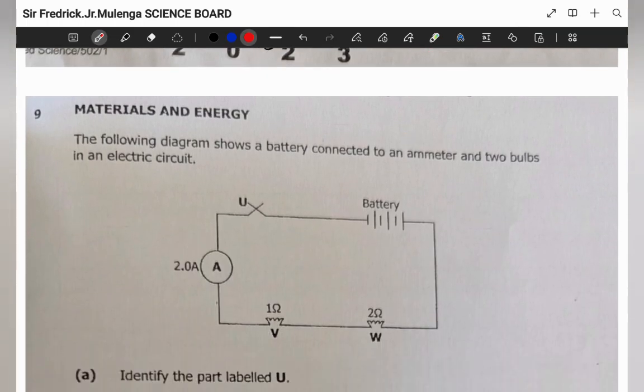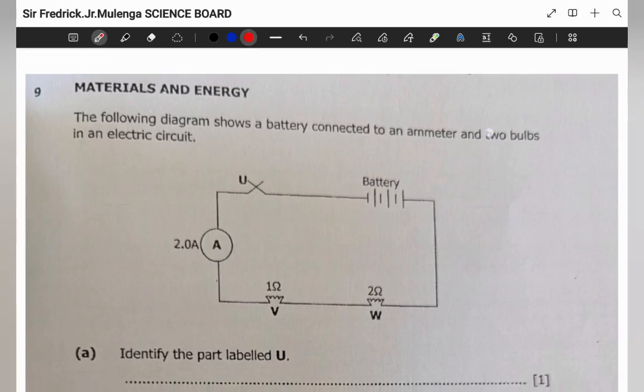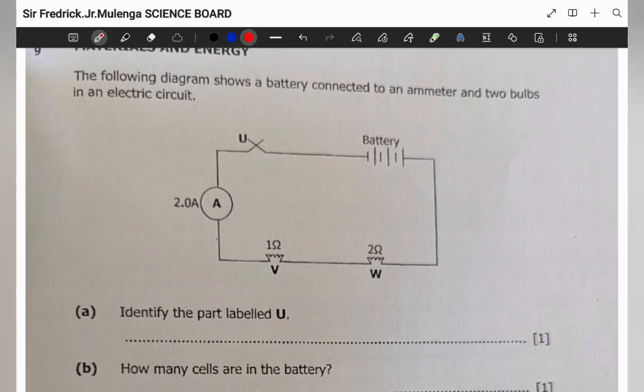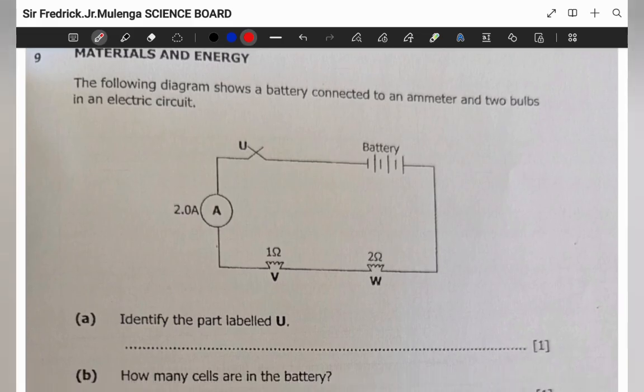Then let's practice the last question in this video. As usual, the following diagram shows a battery connected to an ammeter and 2 bulbs in the electric circuit. Identify the part labeled U. Definitely U should be a switch. So you just put your answer there: the part labeled U is a switch.